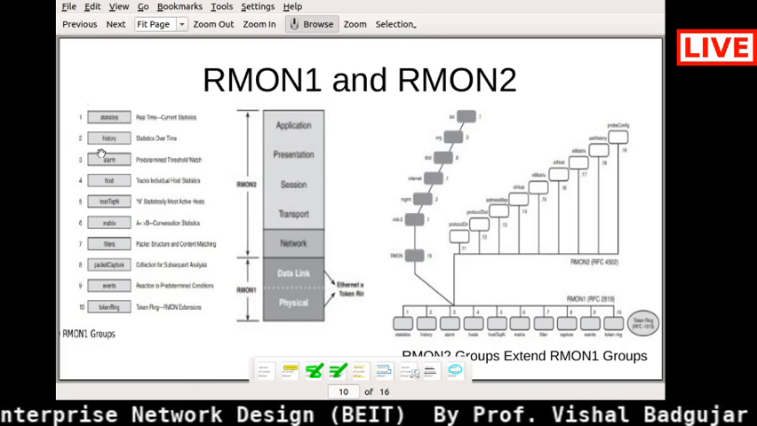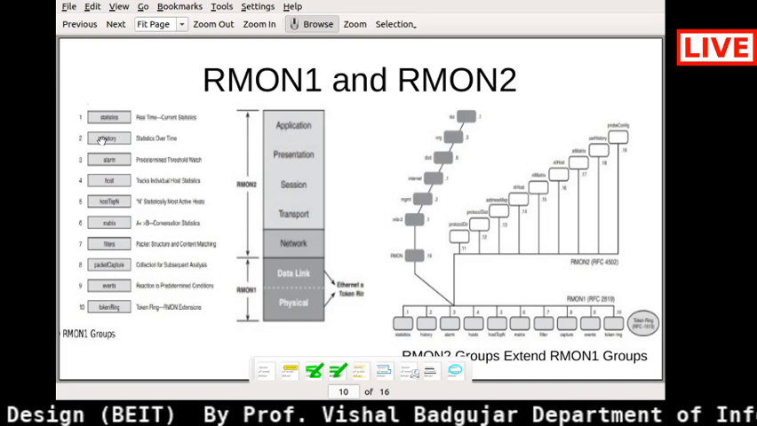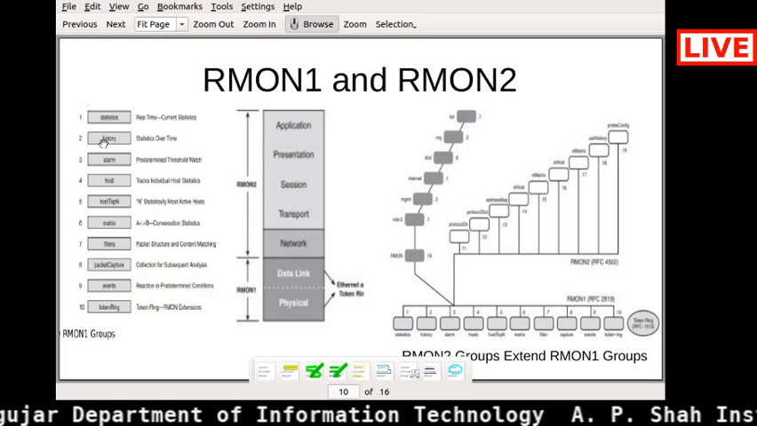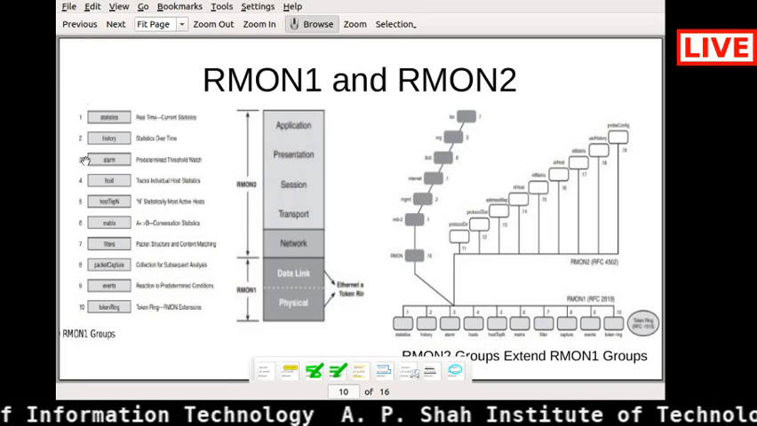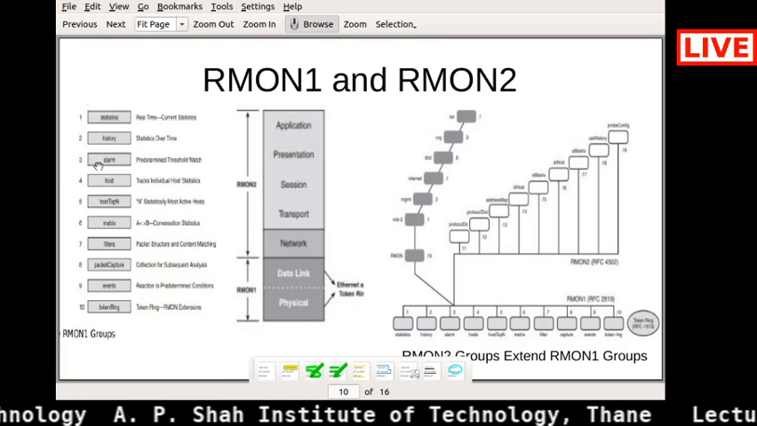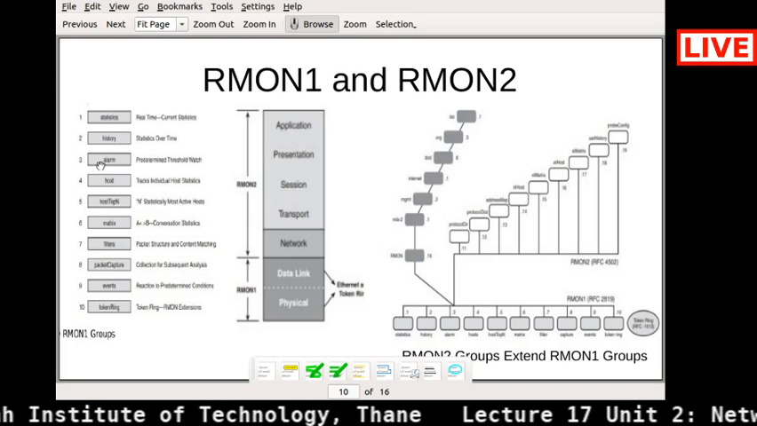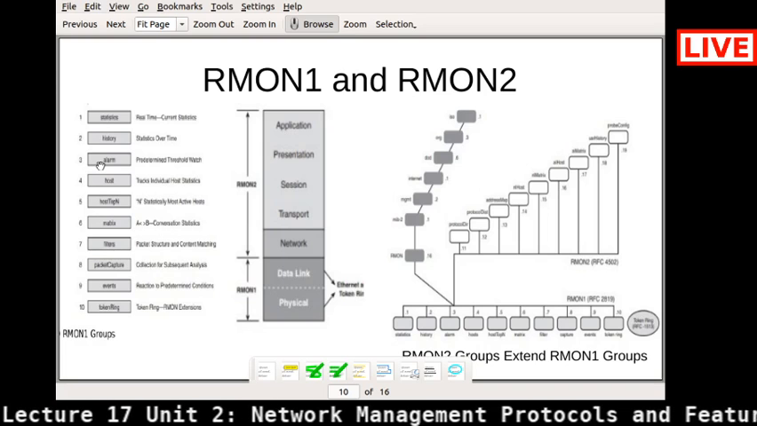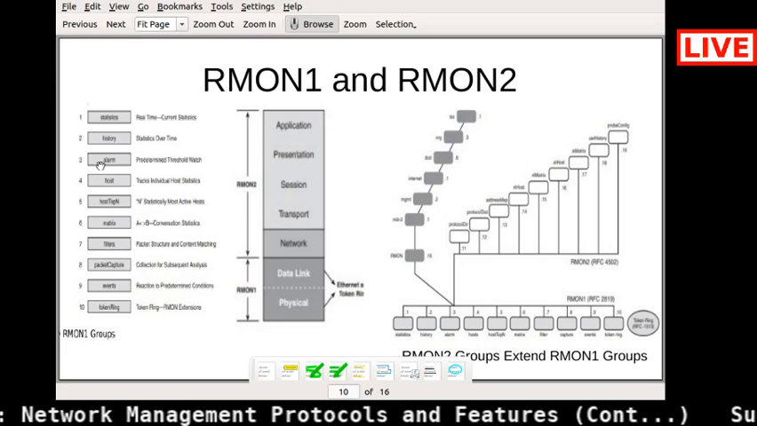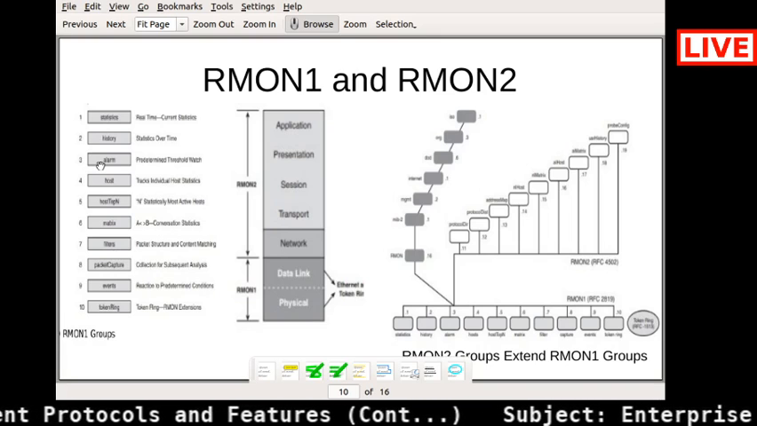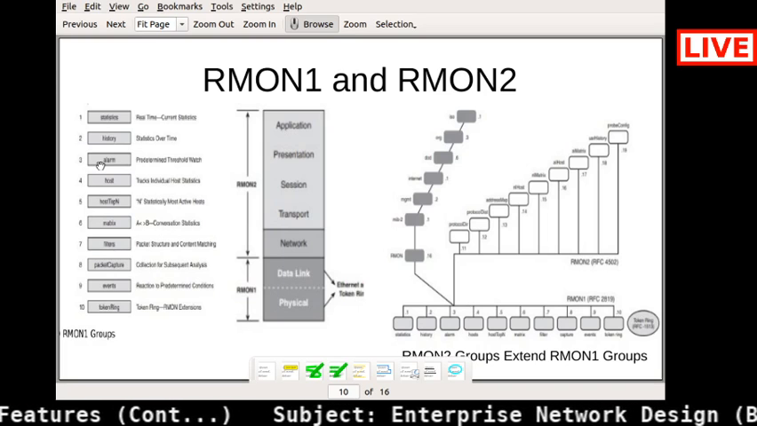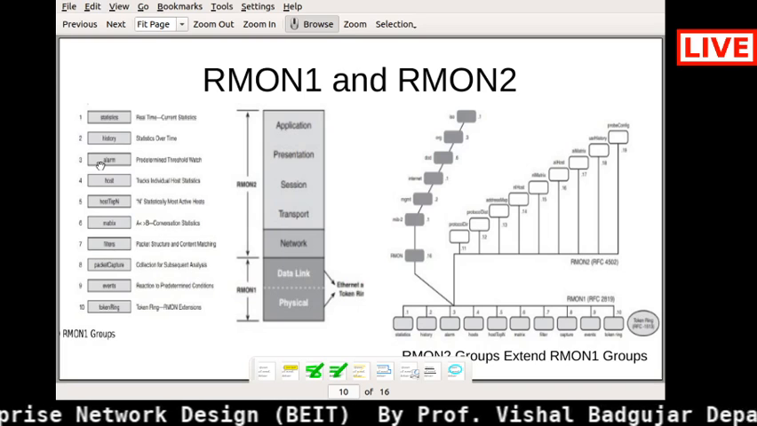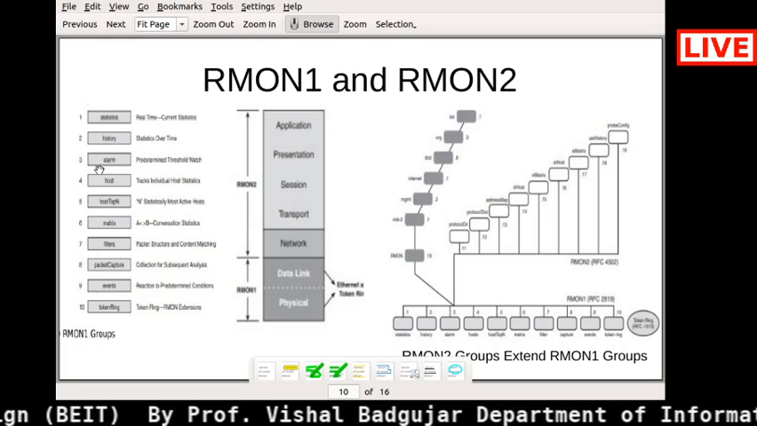Then the second group is your history. It will store your periodical statistical history, or samples, for your later use. Then the third group is your alarm. As I already said, you can use some customized filter, or you can set a threshold value. Depending upon that threshold value, you can use this alarm. If the threshold is crossed, that particular alarm can be triggered. So this is the third group.